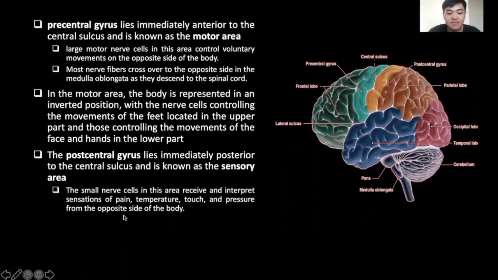The small nerve cells in this area receive and interpret sensations of pain, temperature, touch, and pressure from the opposite side of the body. Take note that it is the opposite side of the body.